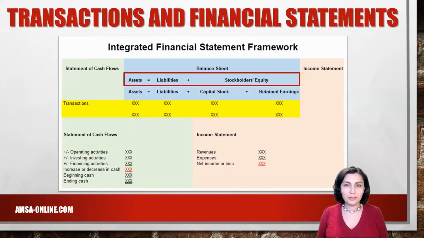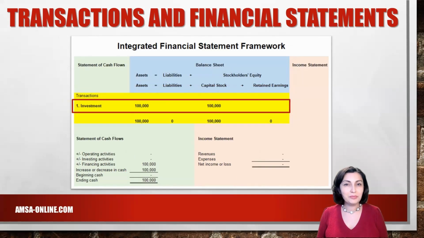Remember that accounting equation is the basis for the framework. Assets equal liabilities plus stockholders' equity. In part 1, we looked at transaction where Emily invested $100,000 in her business. This transaction was recorded as an increase in cash, which is an asset account, and an increase to capital stock, which is a stockholders' equity account.